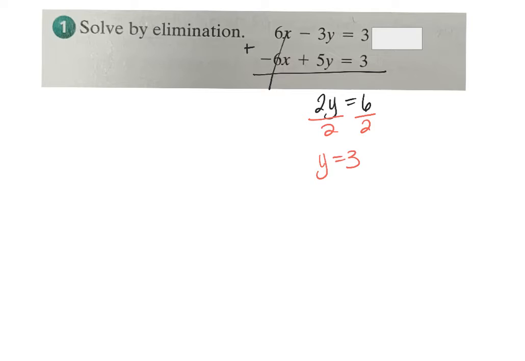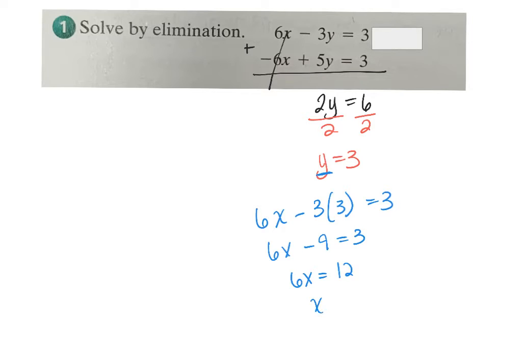Pick either equation, the top one. 6x minus 3, I'm going to plug it in for y, equals 3. So 6x minus 9 equals 3. Add your 9 over. Divide by your 6. So your answer here should have been (2, 3).